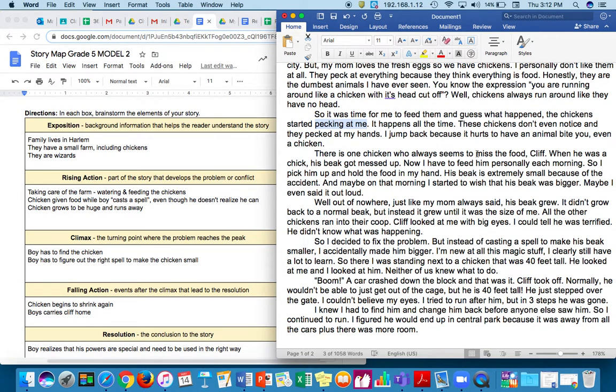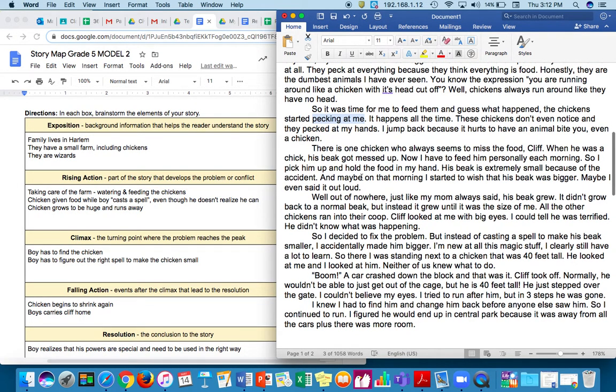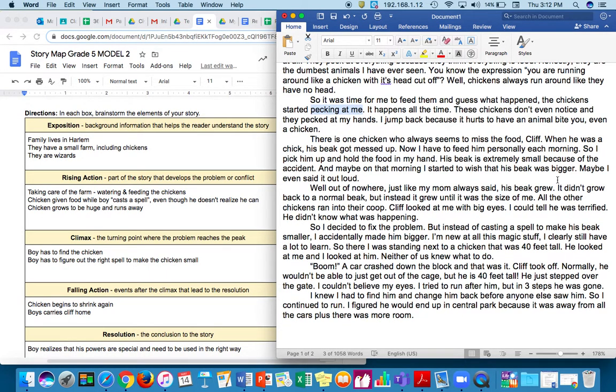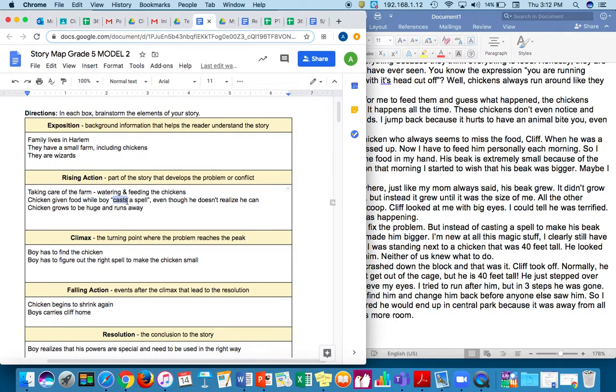There's one chicken who always seems to miss the food, Cliff. When he was a chick, his beak got messed up. Now I have to feed him personally each morning. So I'm giving some background on why this chicken is different than others. And maybe that morning, I started to wish that his beak was bigger, and maybe I even said it out loud. Here we go with the casting of the spell.